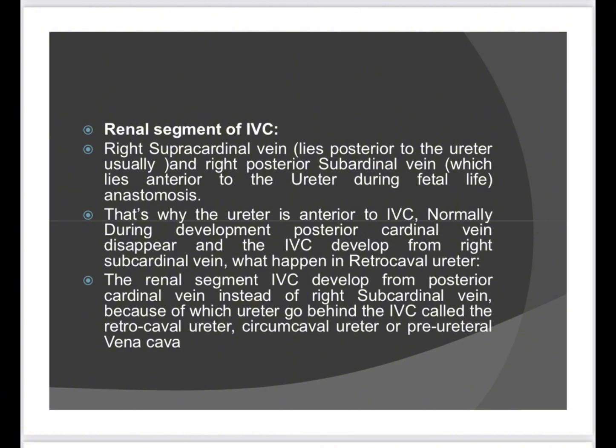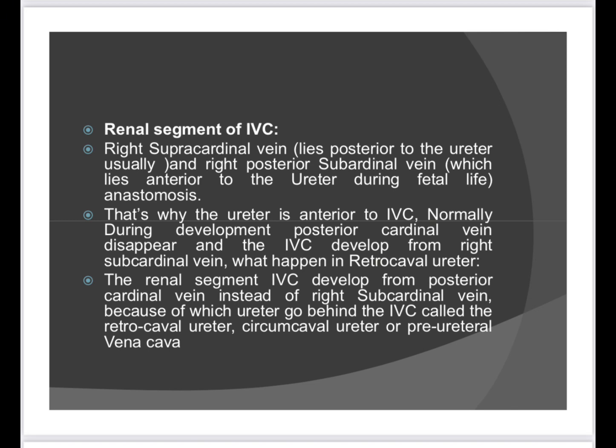So in fetal life, the right supracardinal vein is lying posterior to the ureter, while the posterior subcardinal vein is lying anterior to the ureter. So what happens? The actual problem occurs at this position. Normally, the right posterior subcardinal vein disappears and the right supracardinal vein leads to the formation of the IVC, and the ureter is normally present anterior to the IVC.